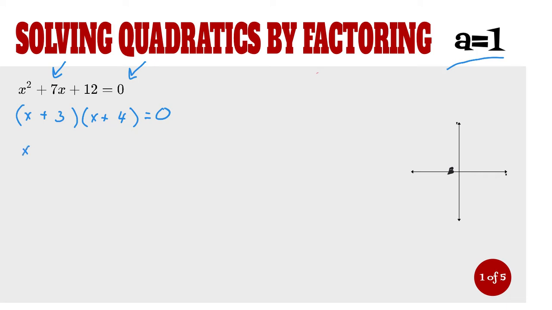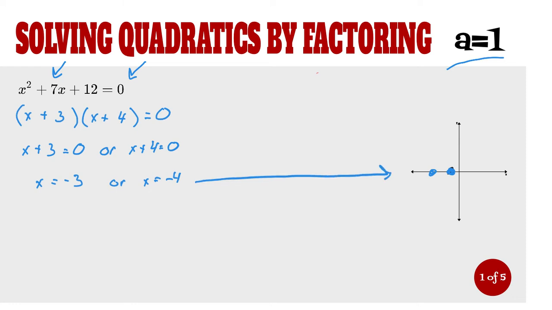We're going to set each side to 0, so x plus 3 equals 0, or x plus 4 equals 0. Therefore, x equals negative 3, or x equals negative 4. So we've got a negative 3 and a negative 4. So the whole point of this is to find out algebraically where those two x-intercepts are.